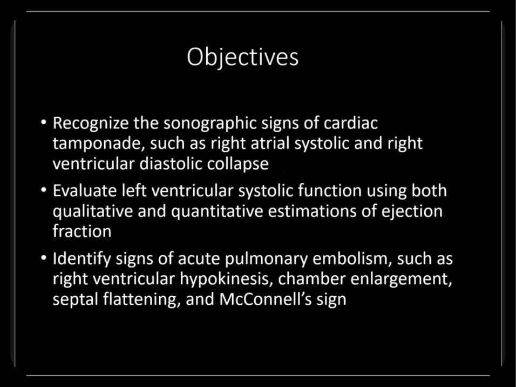So our objectives today will be to recognize the sonographic signs of cardiac tamponade, such as right atrial systolic and right ventricular diastolic collapse. You will also learn to evaluate left ventricular systolic function using both qualitative and quantitative estimations of ejection fraction. You'll also learn to identify signs of acute pulmonary embolism, such as right ventricular hypokinesis, chamber enlargement, septal flattening, and McConnell sign. We will not have time today to cover aortic aneurysms, aortic dissection, regional wall motion abnormalities, valvular emergencies, or diastology.